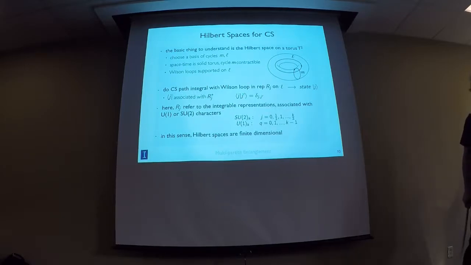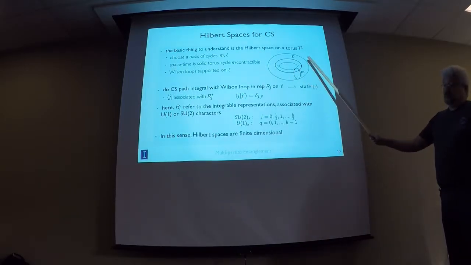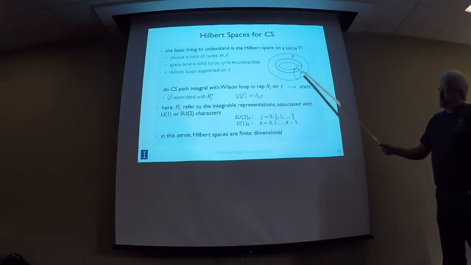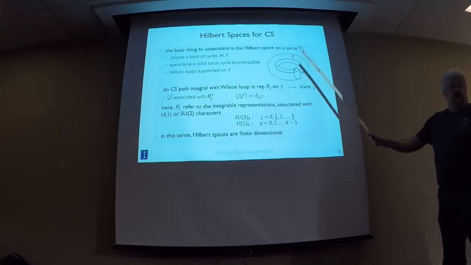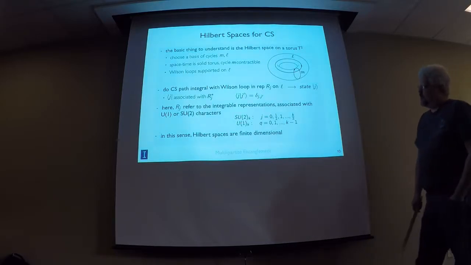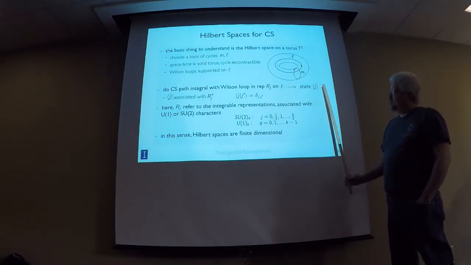Okay, so what I have to do then, if I do the integral over this solid torus, the various possibilities are obtained by putting Wilson loops in a given representation on that cycle L. Okay, and that defines a state that I'm going to call J.